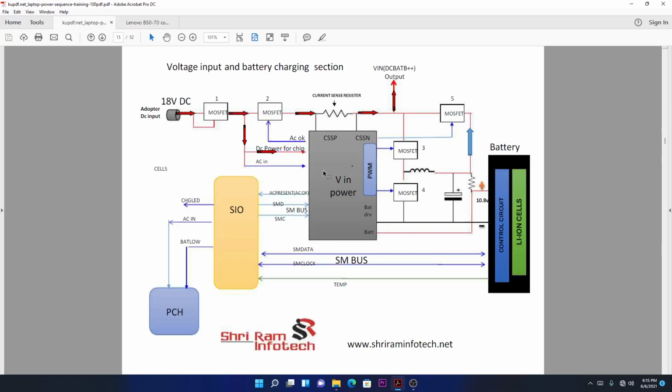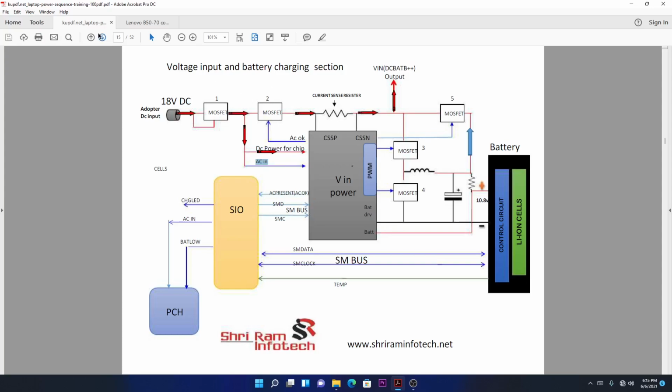There's the real thing. Okay, we have the 18 volts or 19 volts or 20 volts DC coming inside the motherboard. It's going to pass through the first MOSFET, through the second MOSFET. Keep in mind here, the charging chip is so smart. It needs to detect AC in. There will be a pin on the chip. I don't know which pin.